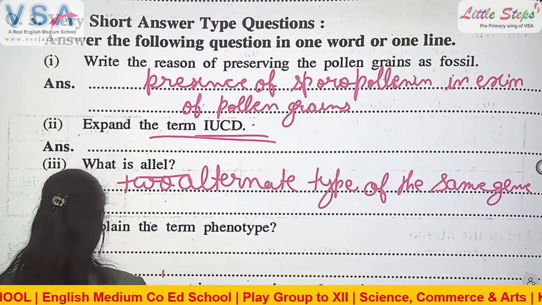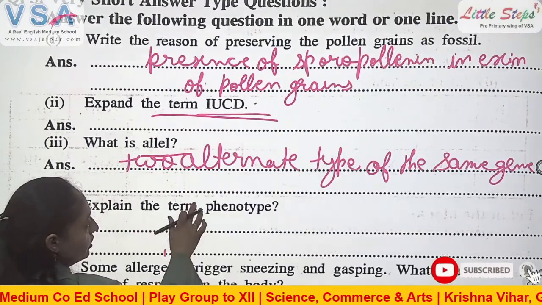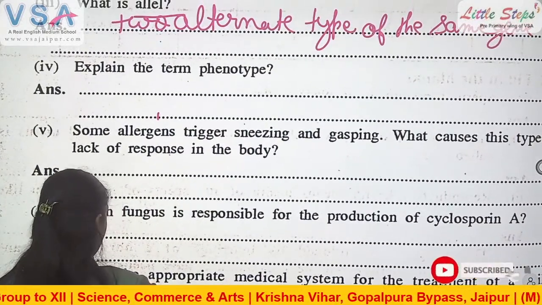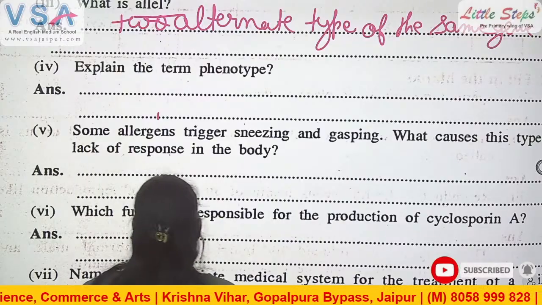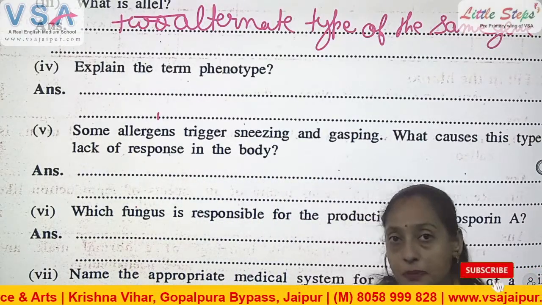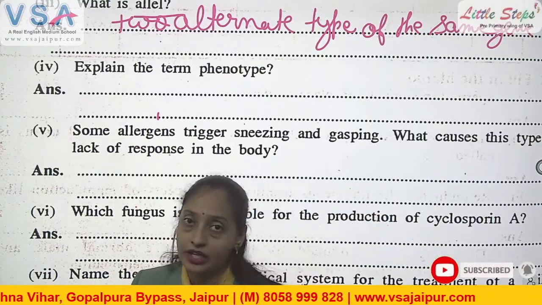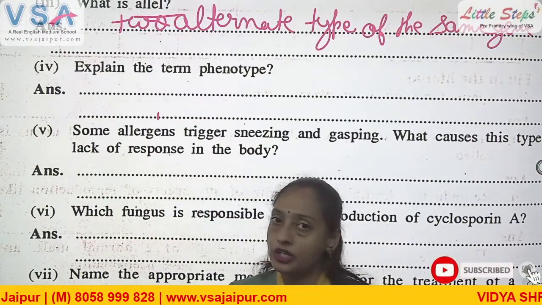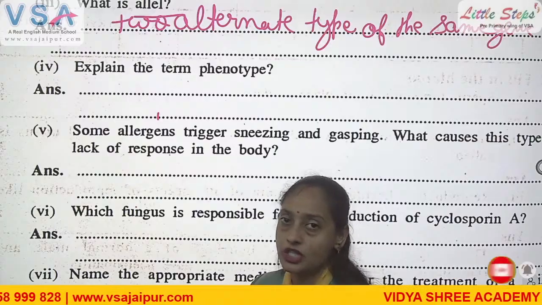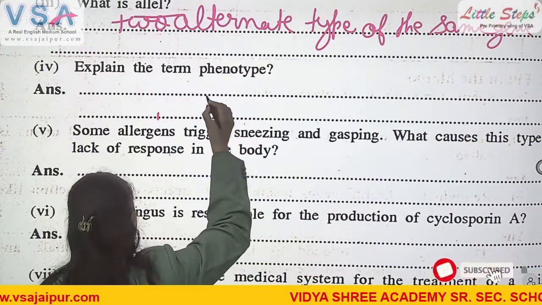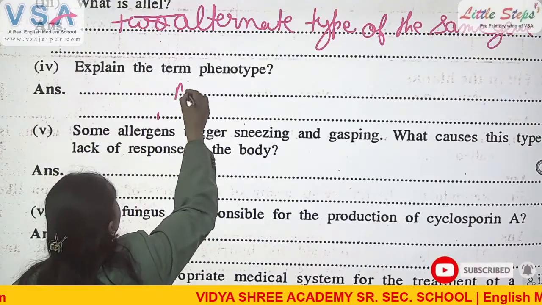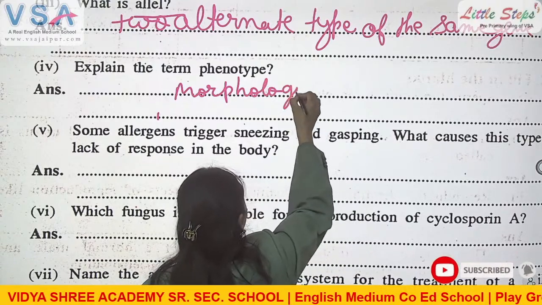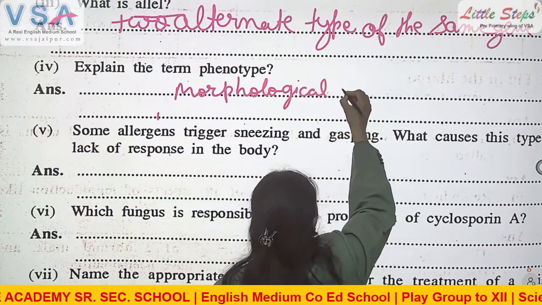Now explain the term phenotype. Phenotype क्या होता है? What do you mean by phenotype? तो phenotype morphological, जो एक्सप्रेशन हो रहे हैं, these are known as the phenotype. तो हम क्या निकालते हैं? जीनोटाइप एंड फिनोटाइप. तो फिनोटाइप मतलब मॉर्फोलॉजिकल जो एक्सप्रेशन है, दिस इज नोन एज द फिनोटाइप. Morphological expression.